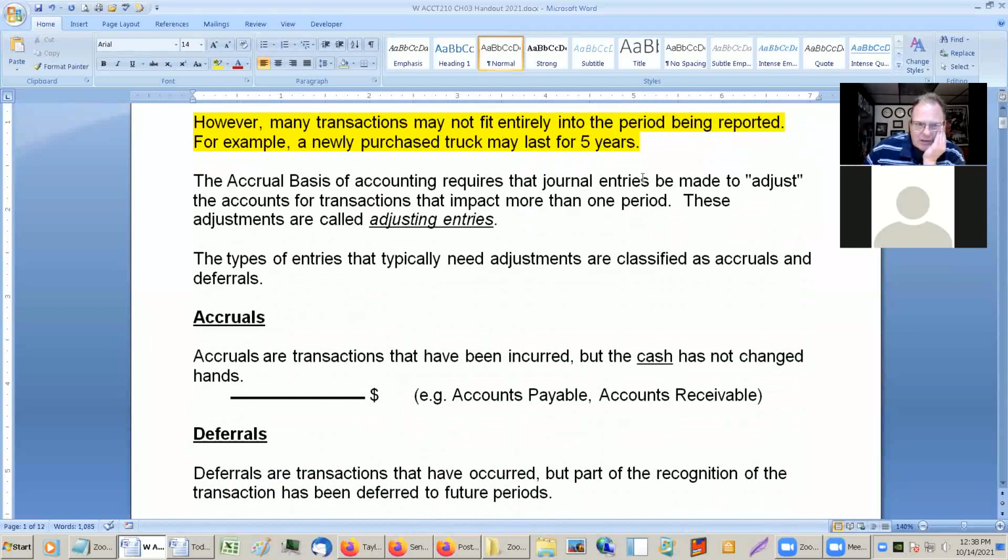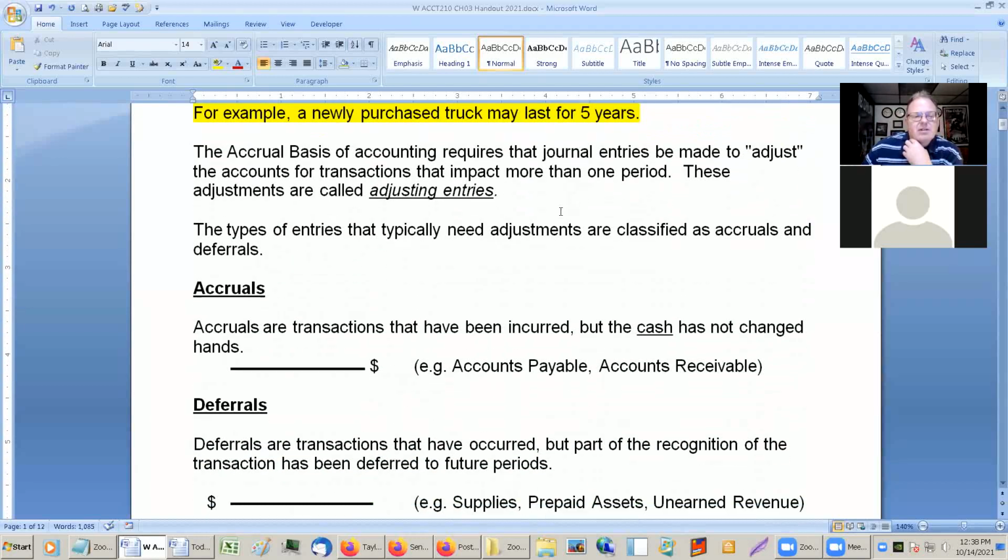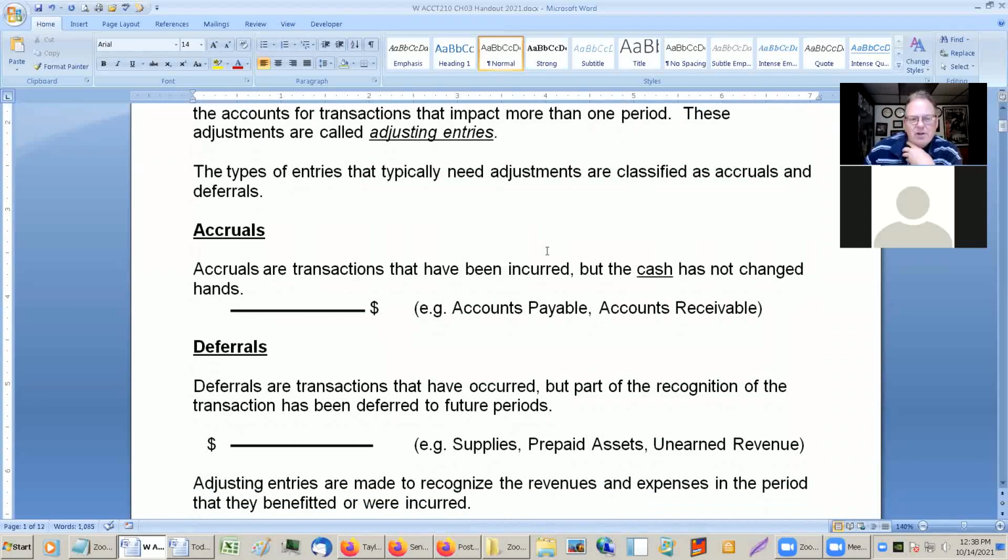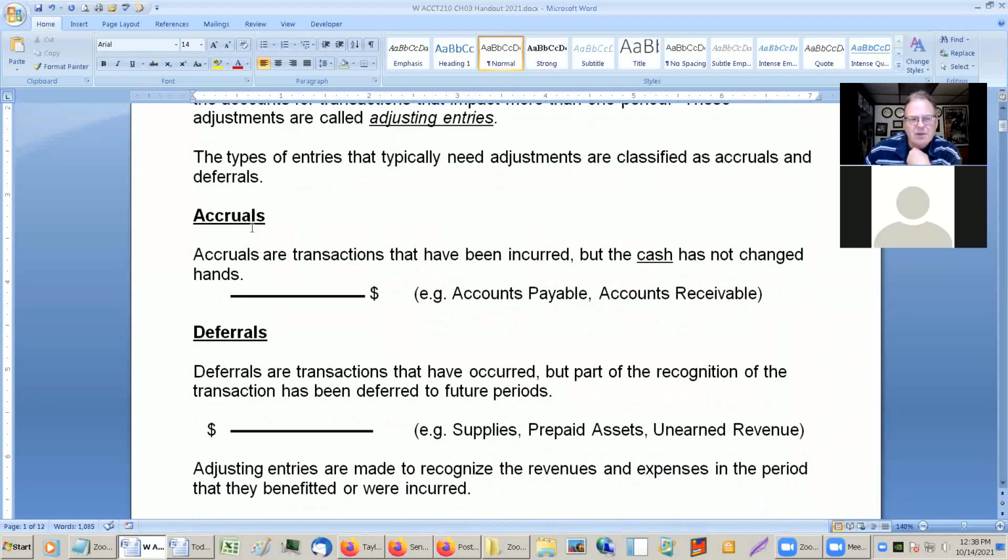Okay, and they're going to adjust the accounts. So we basically have two different types of adjustments that we talk about. The first one is accruals, and this is probably the most difficult.